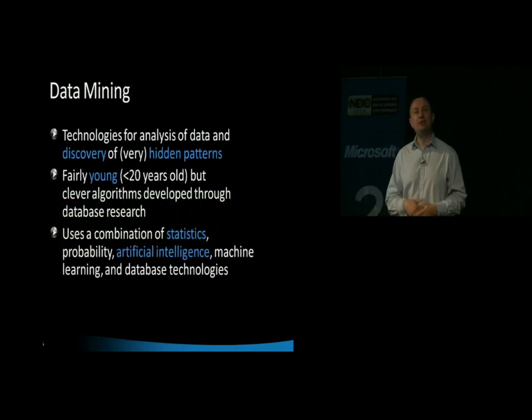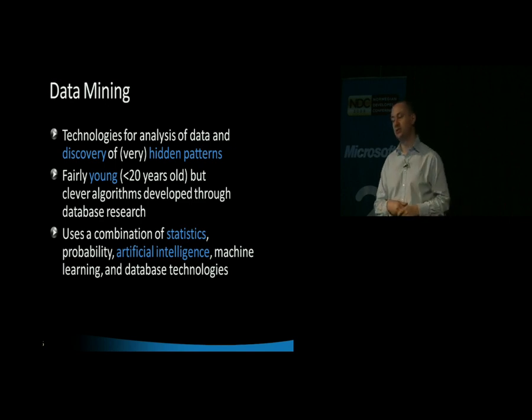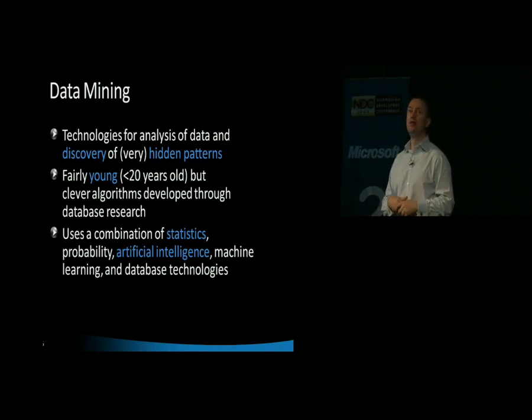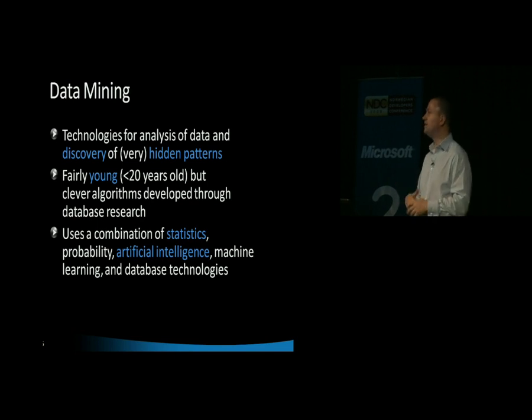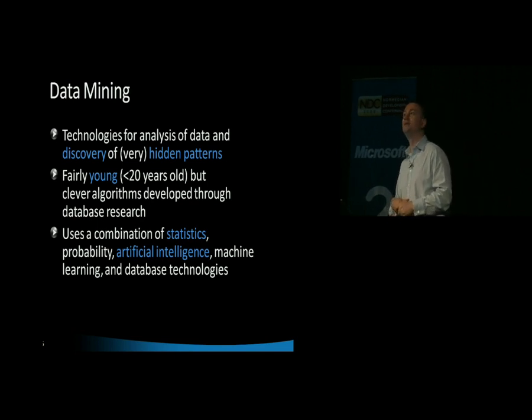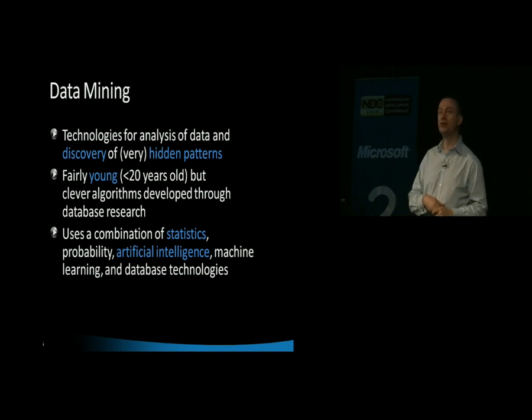Data mining is a set of technologies that discover very hidden patterns. It's young. Most of data mining is less than 20 years old, with maybe one exception. One algorithm is somewhat older. The naive Bayesian classifier that you know for spam analysis, no doubt, is actually almost 300 years old, invented by the Reverend Bayes at the time for the needs of the church. It uses a combination of statistics, probability, those are the old things, but very good things, and some new things: artificial intelligence and machine learning.